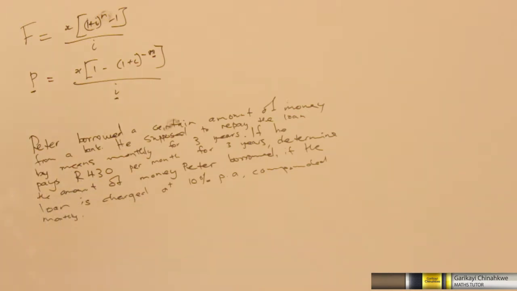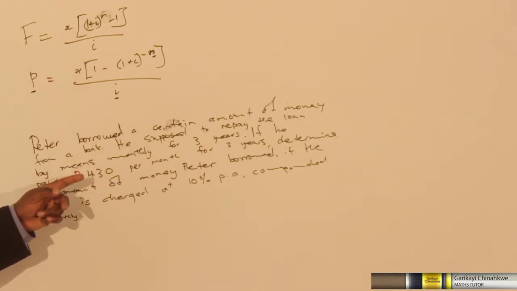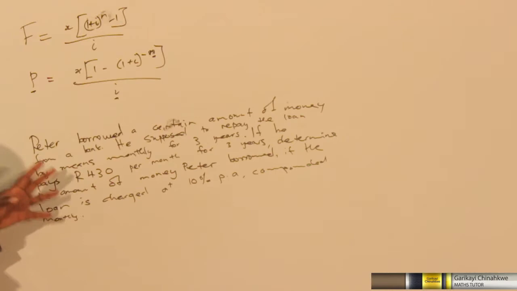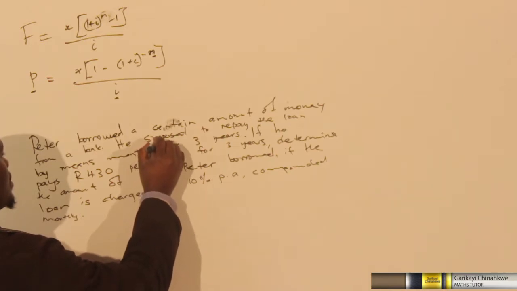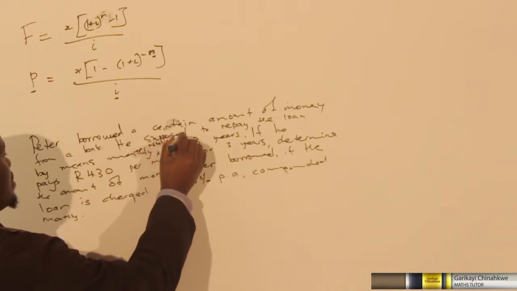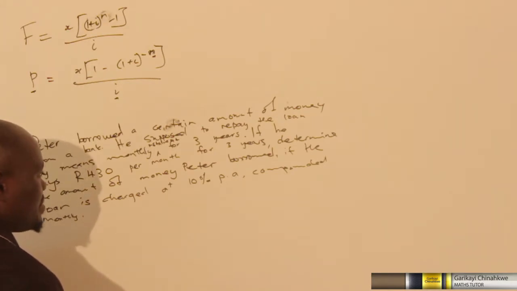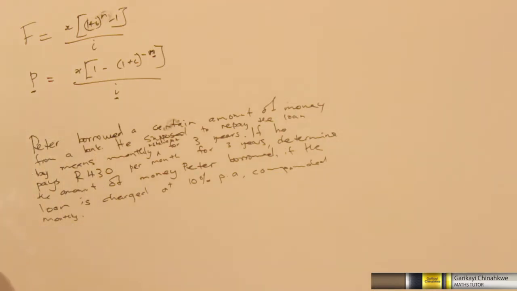First of all, I'm going to use the red marker. Peter borrowed a certain amount of money from a bank. He's supposed to repay the loan by means of monthly installments for 3 years. If he pays 430 per month for 3 years, determine the amount of money Peter borrowed, if the loan is charged at 10% per annum, compounded monthly.